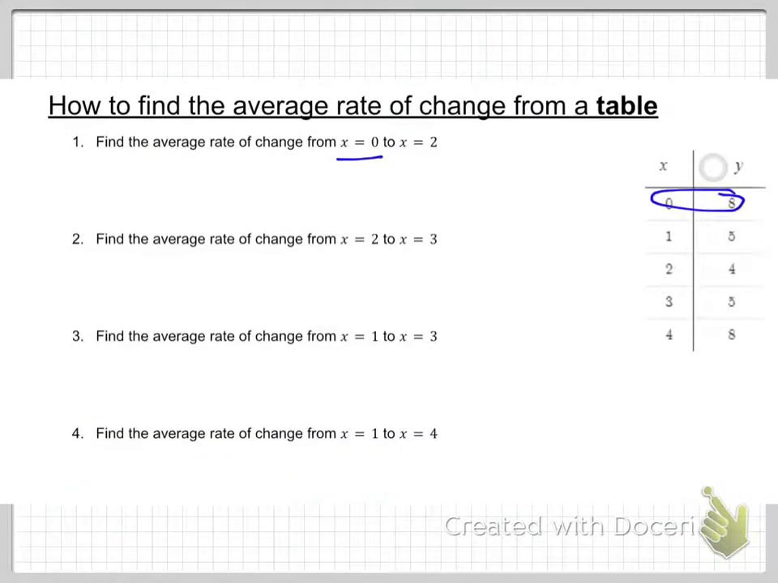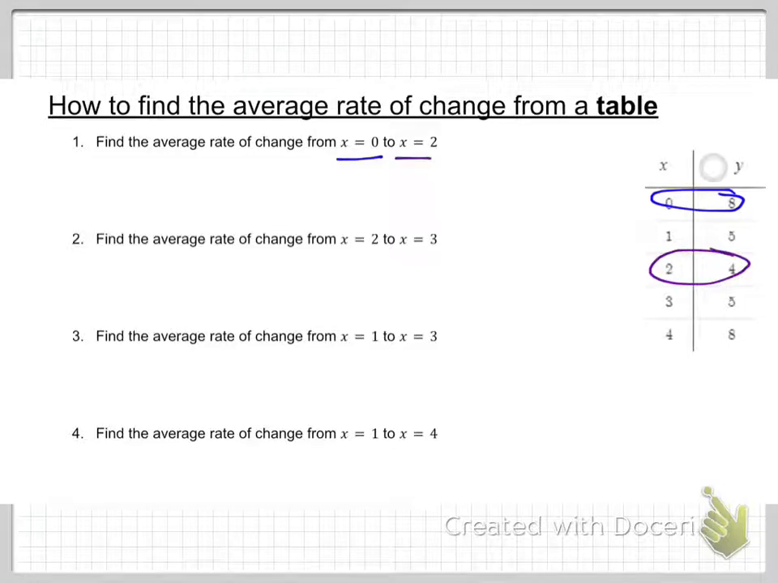Great, hope you got that one right. Let's move on to how do you find it from a table? Well, when they give us a table, like I gave you here on the right, what you see is they'll say x equals one number and x equals another number. So we have x equals 0, average rate of change from x equals 0 to x equals 2. It's as simple as just finding the points where x is 0 and x is 2 on the table.